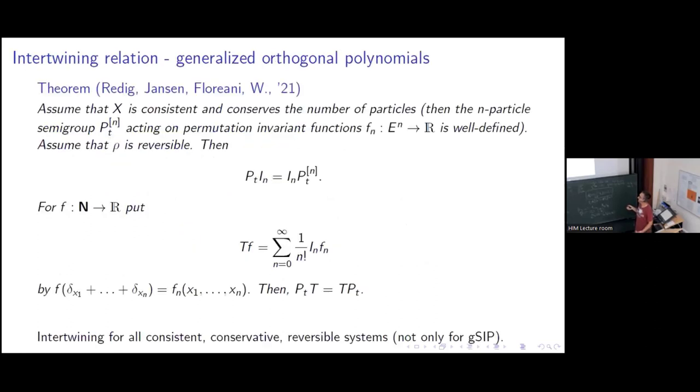Finally, here's our main theorem. One can generalize the orthogonal polynomials to be intertwiners in that sense. Let's do it like that first. Let's say it's conservative. Then I can define some semigroup describing n particles. That was the second property of the first intertwining relation. Then you have that equation. You see we have an intertwining of arbitrary many particles with n particles. Then, similarly to the K-transform, I can mix up these I_n into a series, and I get an intertwiner of P_t with itself. That theorem is true for all consistent, conservative, and reversible systems, so not only for the G-SIP.